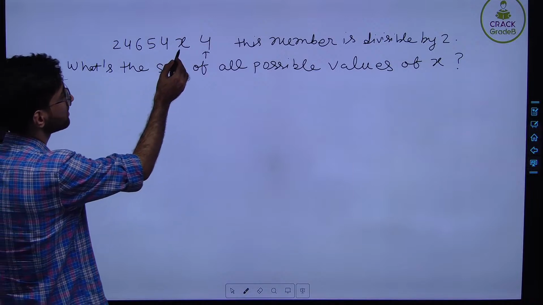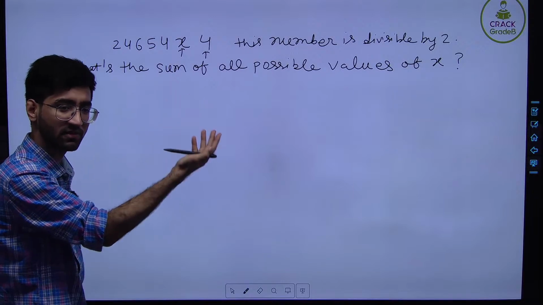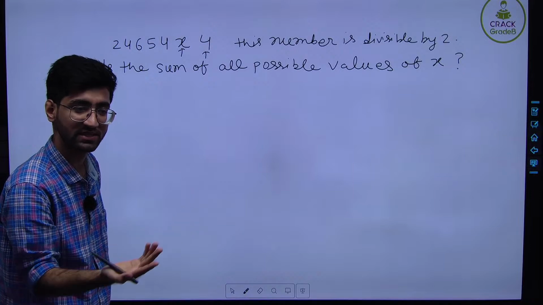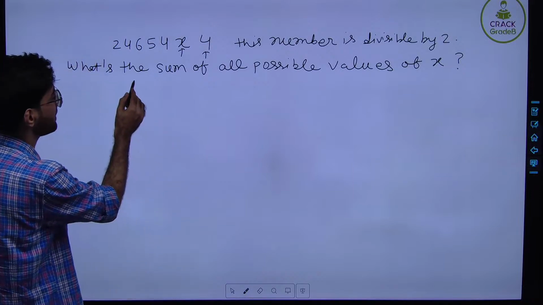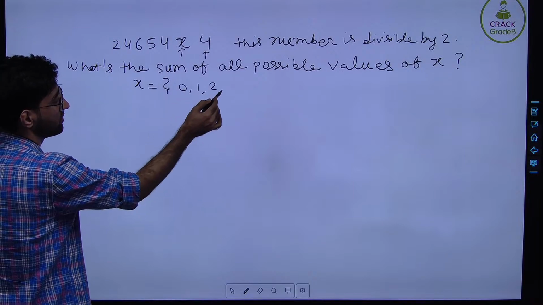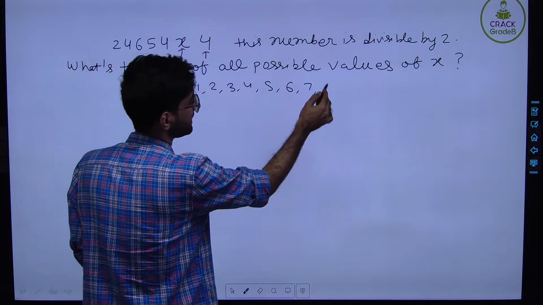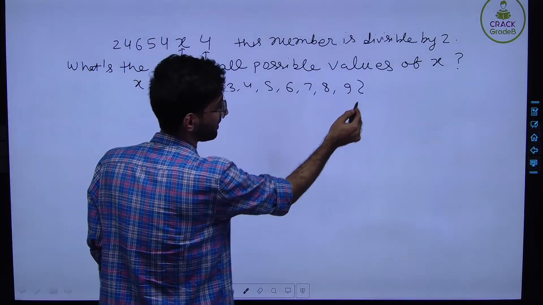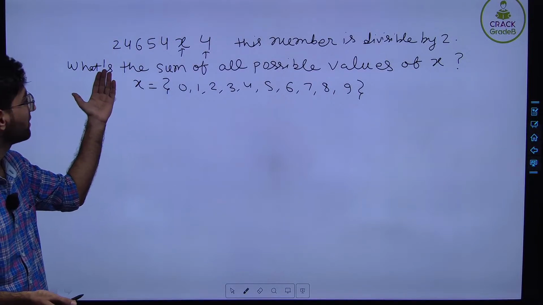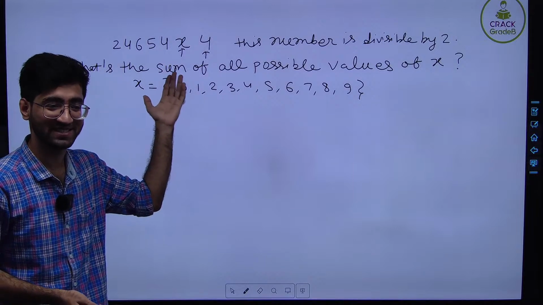Now x can be anything. So what are the possible values of x? The possible values of x are 0, 1, 2, 3, 4, 5, 6, 7, 8, 9. These are the possible values of x. Any doubt? Now you just have to answer what is the sum of all possible values of x.